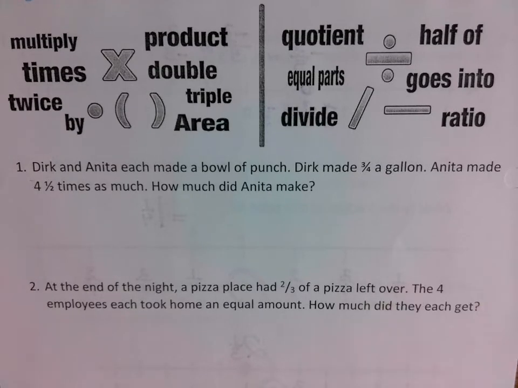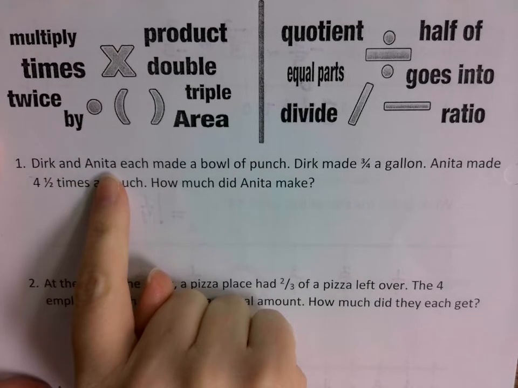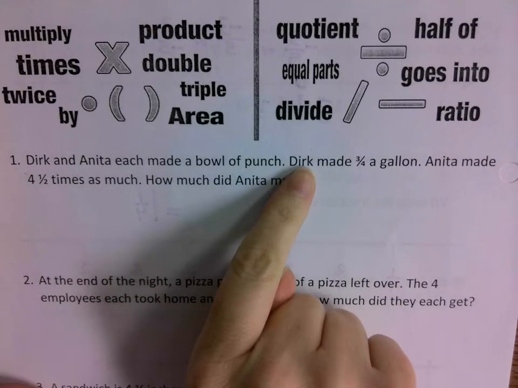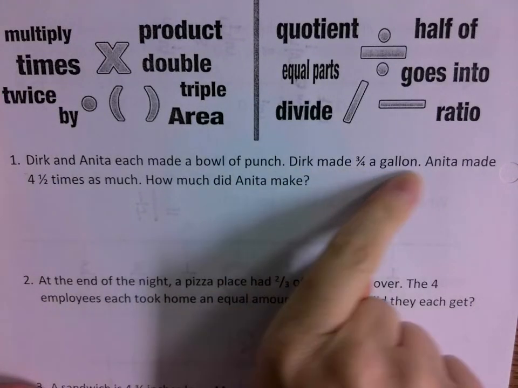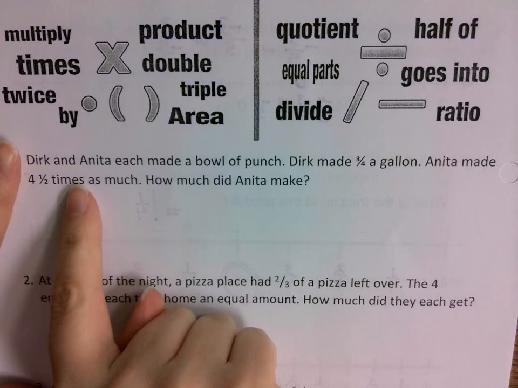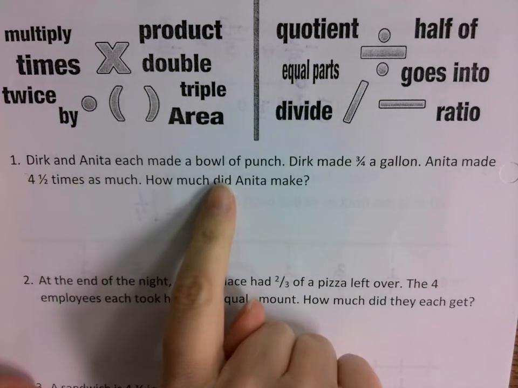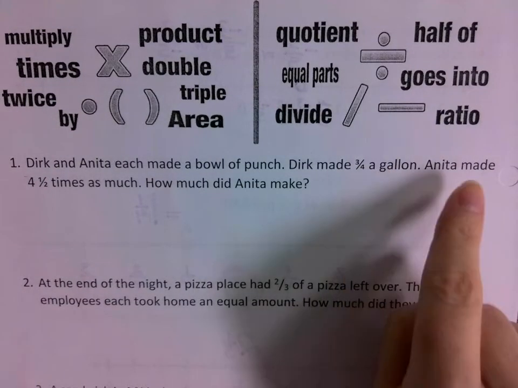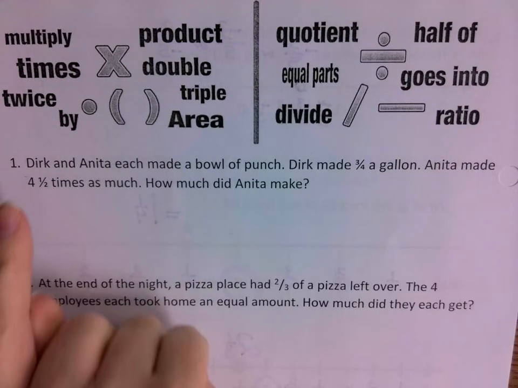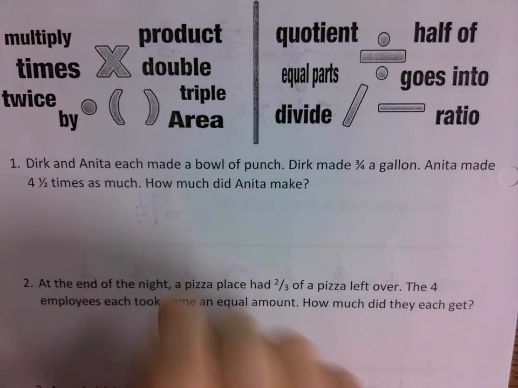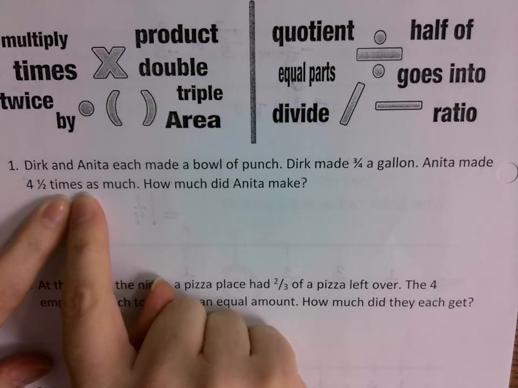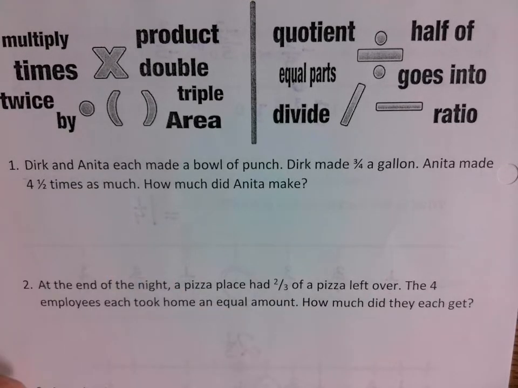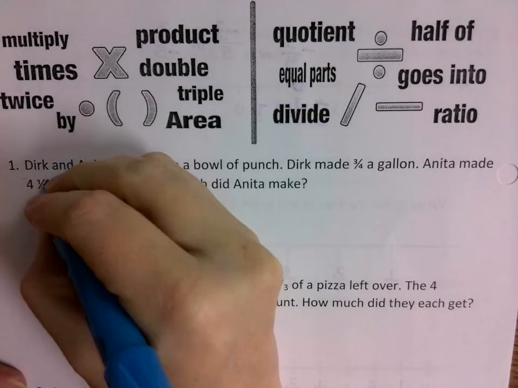So Dirk and Anita each made a bowl of punch. Dirk made 3/4 a gallon. Anita made 4.5 times as much. How much did Anita make? Okay, we have how much Dirk made. We have the fact that it says Anita made 4.5 times as much. So the fact that we have the word times, what does that imply that we're doing? Multiplication. Okay, we have the term times. Times means that we are going to go ahead and multiply. See, it's right here, times.